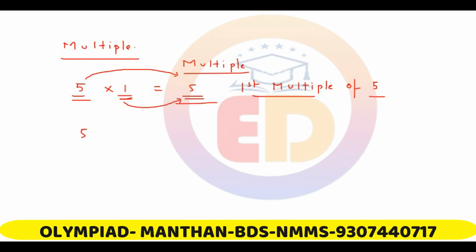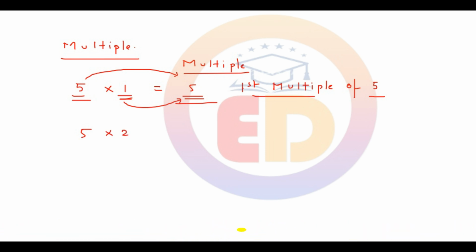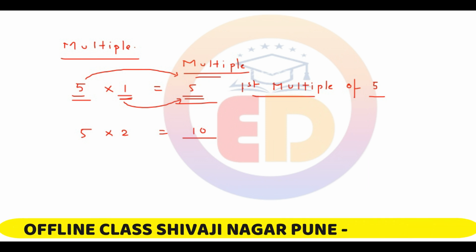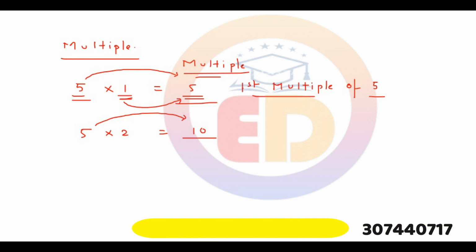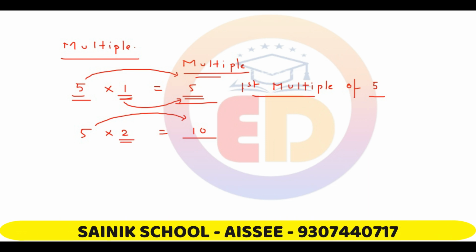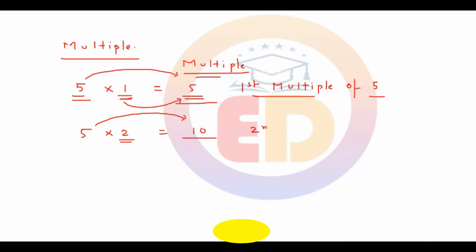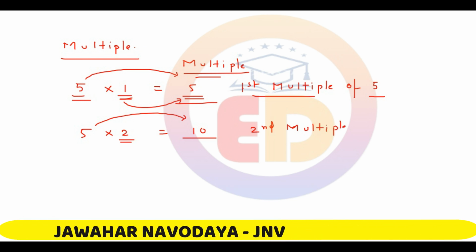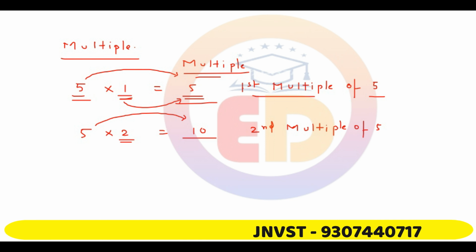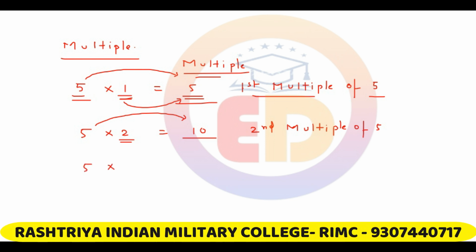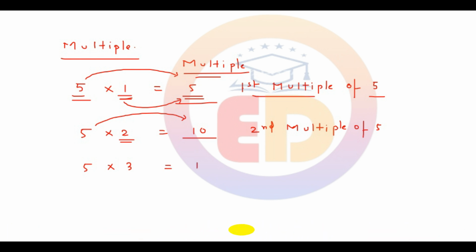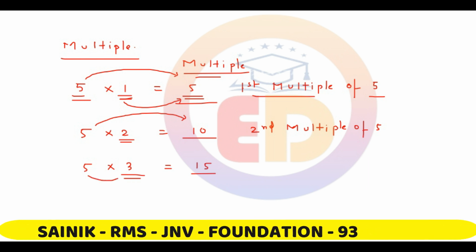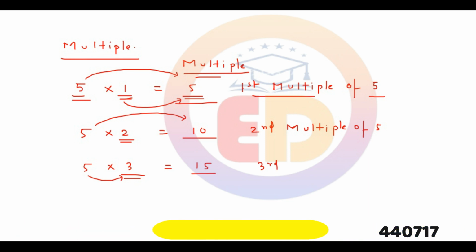Now similarly, if I multiply 5 by 2, I get 10. What is this 10? 10 is the multiple. It is the multiple of 5. Which multiple of 5? Multiplying, हमने 5 को 2 से मल्टीप्लाई किया है, तो ये 5 का कौन सा मल्टीपल हो जाएगा? ये सेकेंड मल्टीपल हो जाएगा. So 10 is the second multiple of 5. Similarly, if I multiply 5 by 3, we get 15. And this is which multiple of 5? It is the third multiple of 5 because we are multiplying 5 by 3. So we call it third multiple of 5.